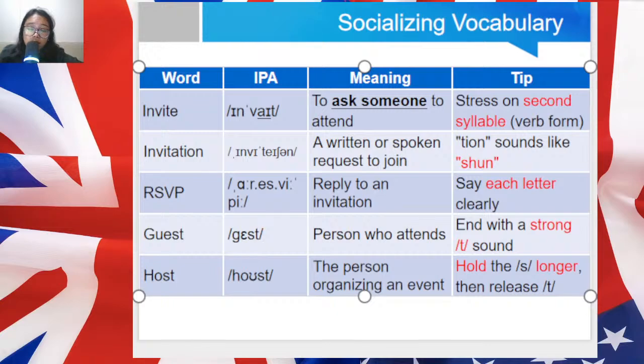Now again, guest is the person who attends. You end it with a strong T sound. Guest. So the word guest is a simple but important word in English, especially when we are talking about socializing. A guest is a person who goes to an event or a place because someone else has invited them. You can think of it like this: if you have a birthday party, the people you invite are your guests. The word itself comes from an old German word that meant a stranger or a visitor. So this is interesting because it shows that a guest is a visitor who is welcomed.